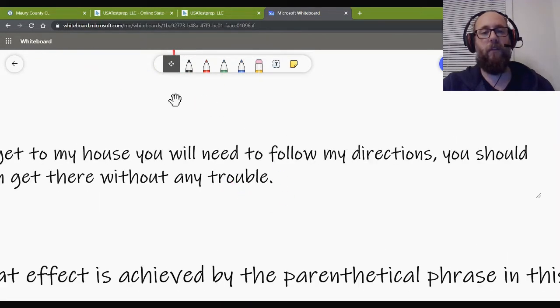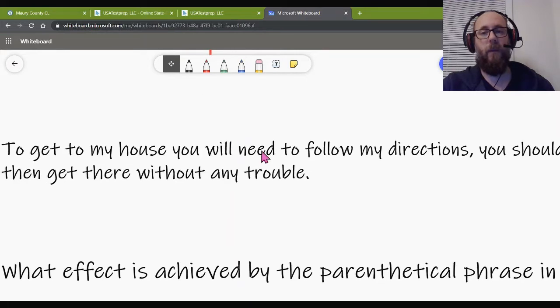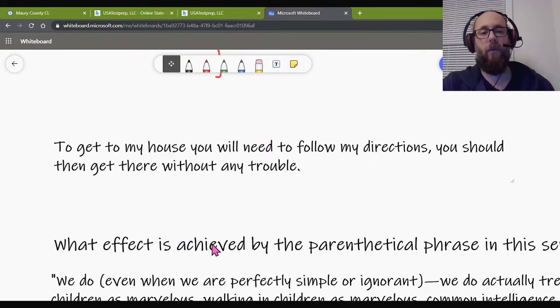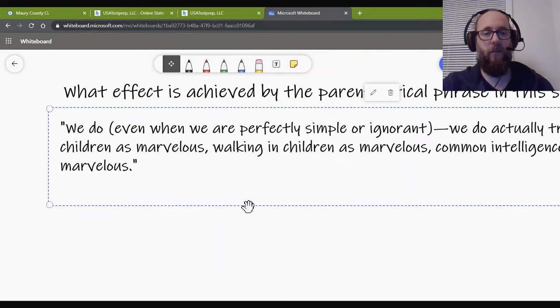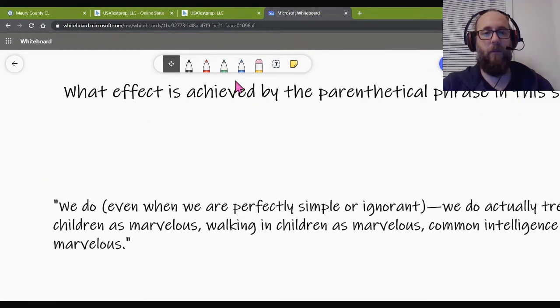Okay, I want to look at this sentence more closely. Now, I want you to go away. You and you, leave. Give me a second, guys.